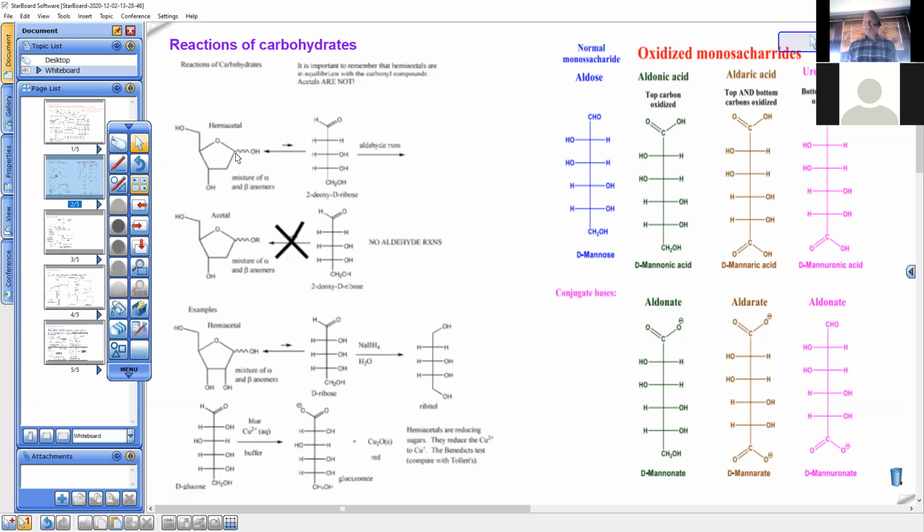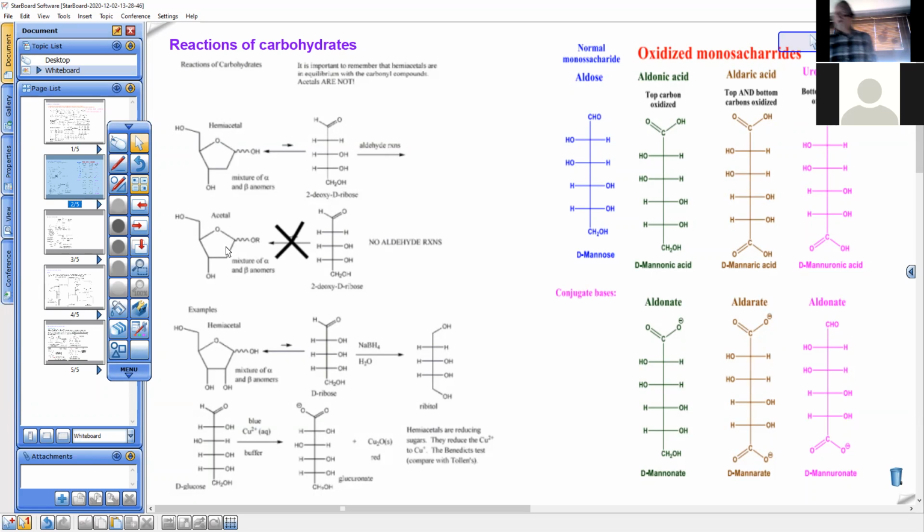Which one's the anomeric carbon? The carbon that has 2 bonds to O. There are no other carbons in this sugar with 2 bonds to O. We can have anomeric acetal, hemiacetals, or acetals. That would be a carbon group over there, alpha being down and beta being up. Cis is beta, trans to the CH2OH is alpha.